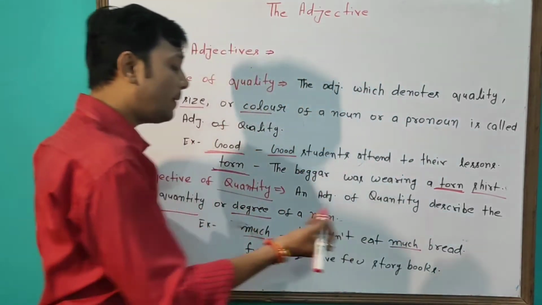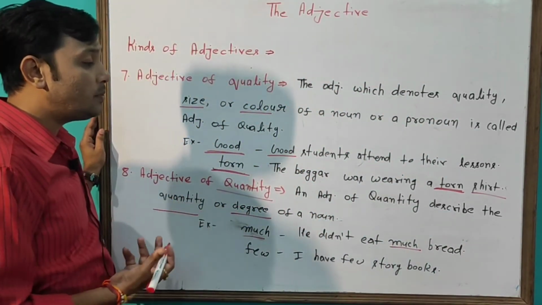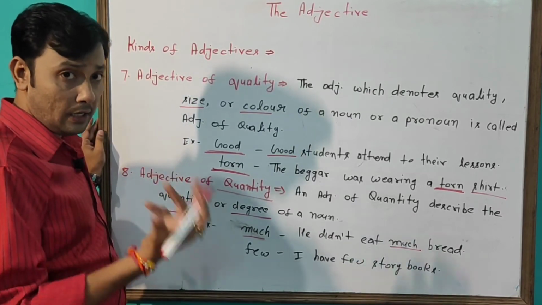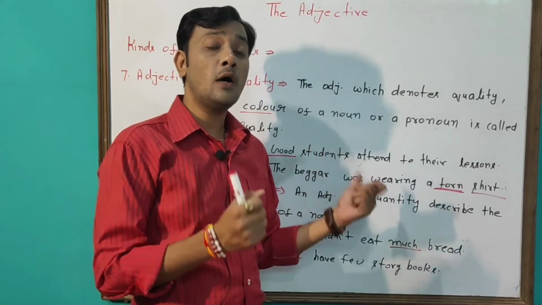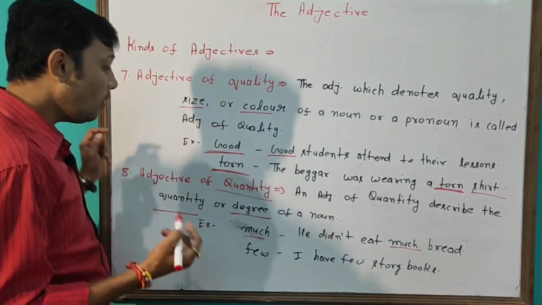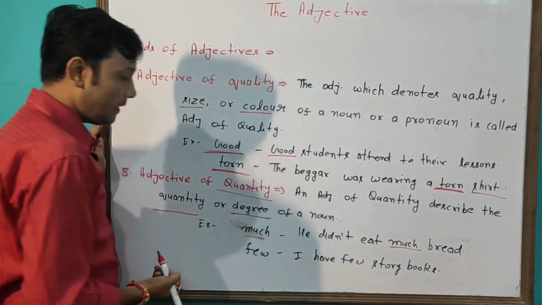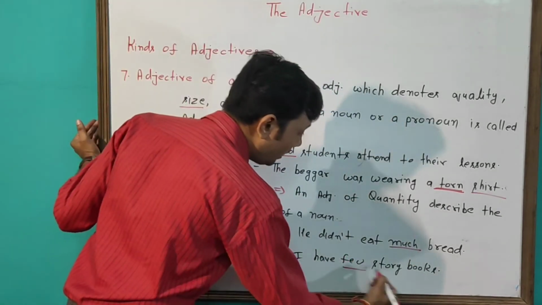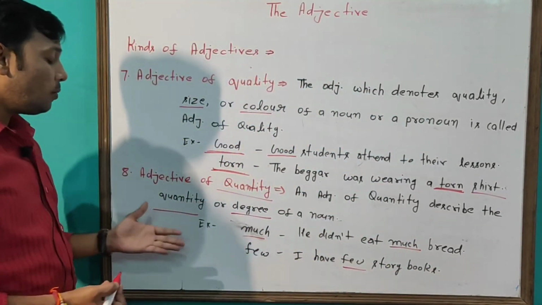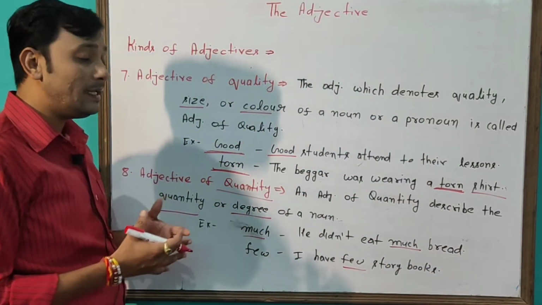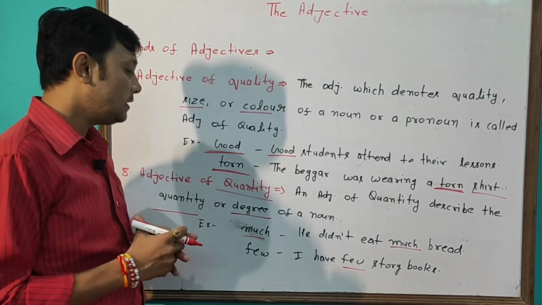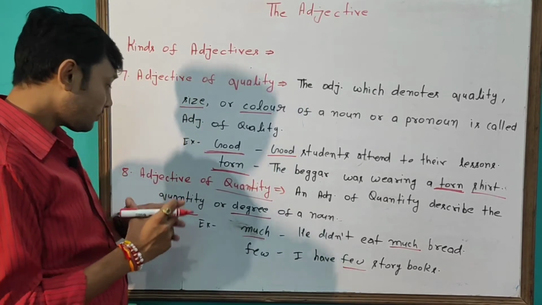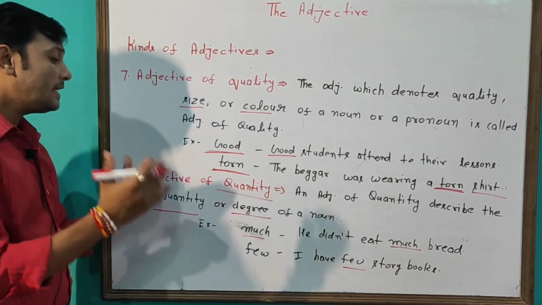Food cannot be counted. He didn't eat much bread. Bread cannot be counted. Keep in mind that bread does not come under countable nouns. He didn't eat much bread. I have few story books. So much, few, a little, the little, all these are known as adjectives of quantity. Is it clear what an adjective of quantity is?